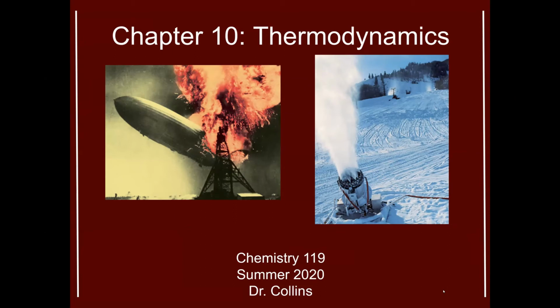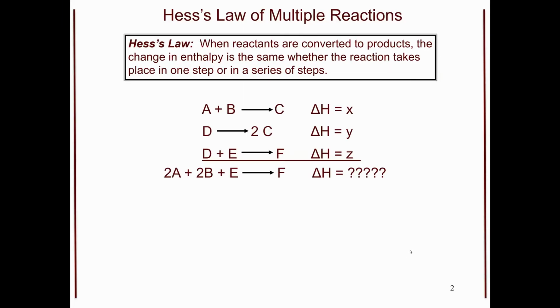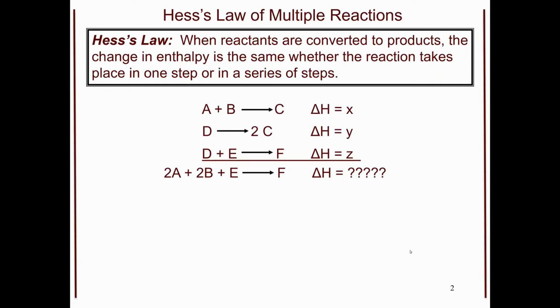Hi students, in the second video for online lecture 20, we are now going to describe Hess's law as our second way of calculating our delta H of a reaction. So what do we mean by Hess's law? This is when the reactants are converted to products. The change in enthalpy is the same whether the reaction takes one step or a series of steps.